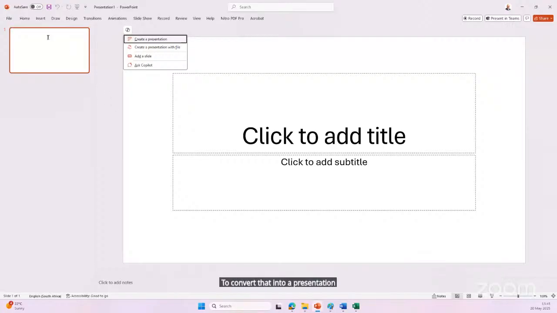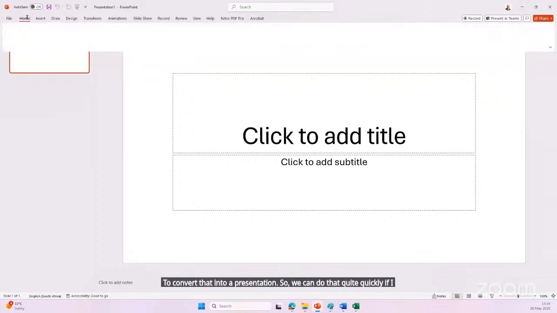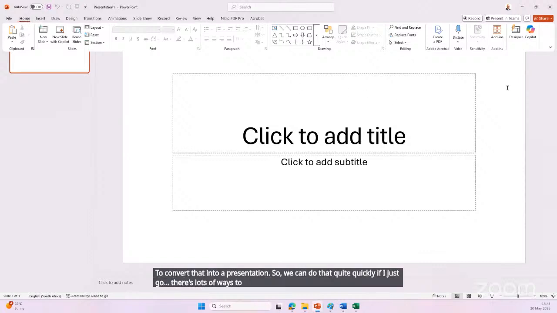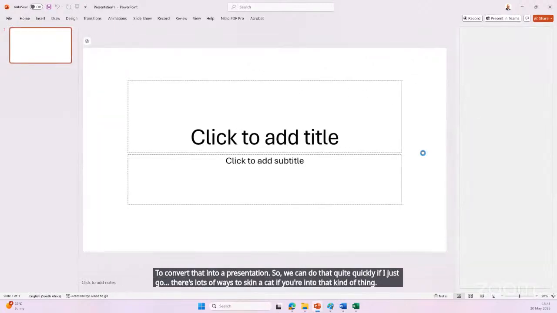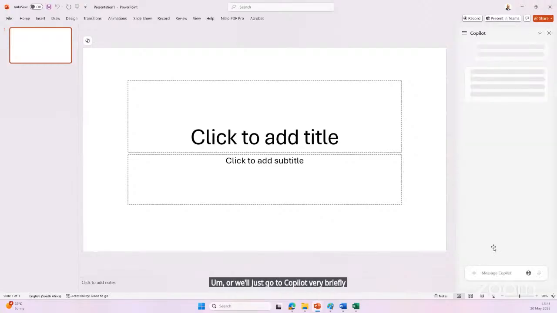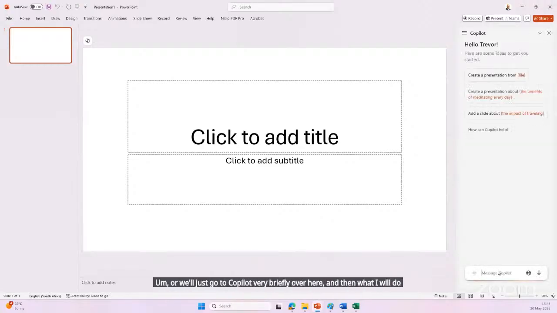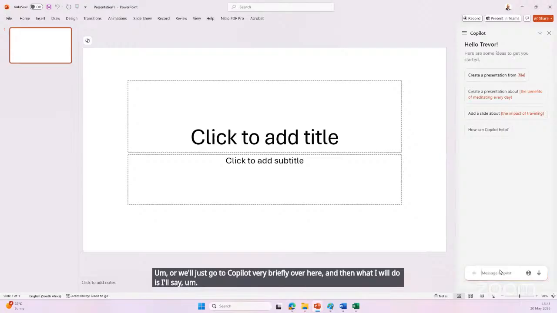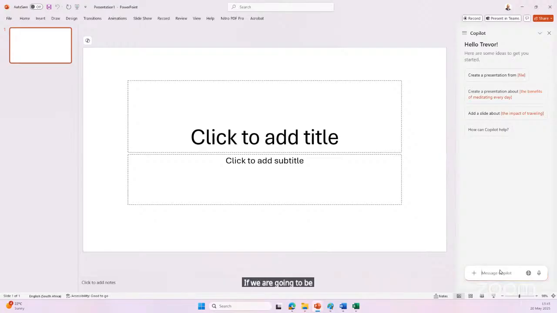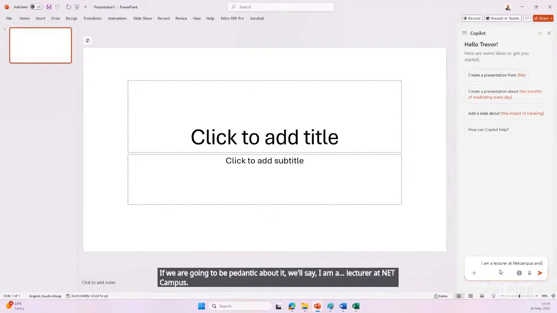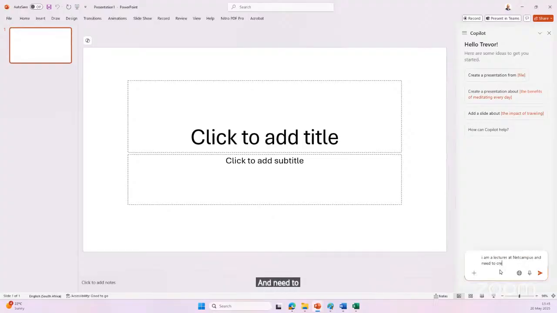We can do that quite quickly. There are lots of ways to skin a cat, if you're into that kind of thing. We'll just go to Copilot very briefly over here, and if we are going to be pedantic about it, I'll say I am a lecturer at NetCampus and need to create. See, me typing and talking at the same time doesn't work.